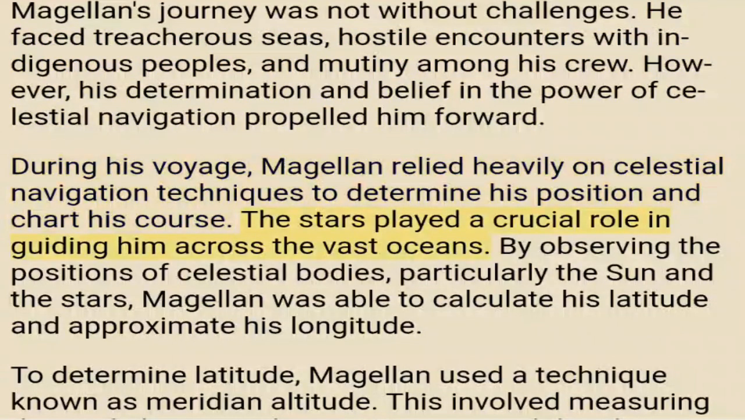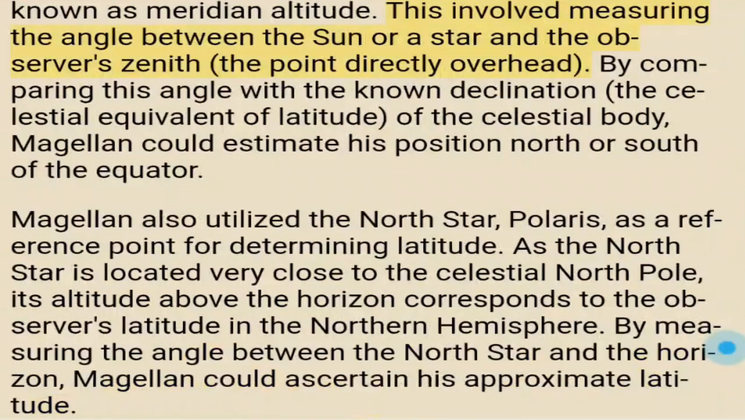The stars played a crucial role in guiding him across the vast oceans. By observing the positions of celestial bodies, particularly the sun and the stars, Magellan was able to calculate his latitude and approximate his longitude. To determine latitude, Magellan used a technique known as meridian altitude. This involved measuring the angle between the sun or a star and the observer's zenith, the point directly overhead. By comparing this angle with the known declination, the celestial equivalent of latitude, of the celestial body, Magellan could estimate his position north or south of the equator.